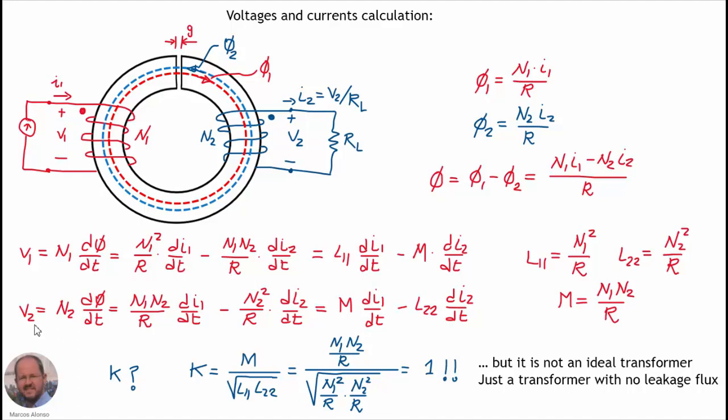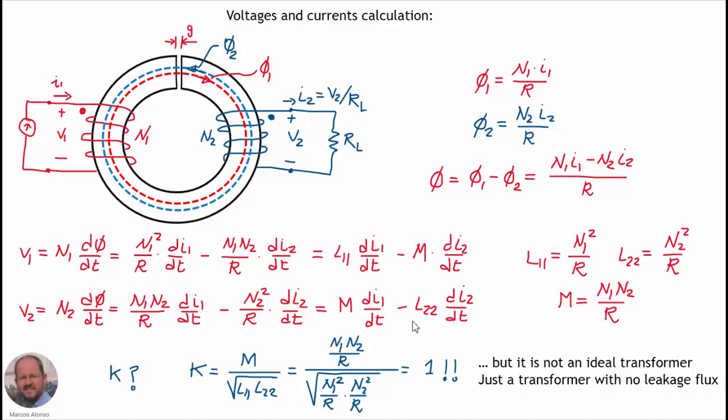If we do the same with the voltage across the secondary, then we can get this expression. And again, here L22 is the self-inductance of the secondary. They can be obtained with these expressions here. So now we can see that these expressions are similar to the expressions that we have seen in coupled inductors.